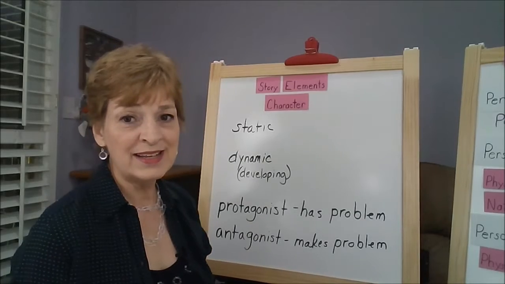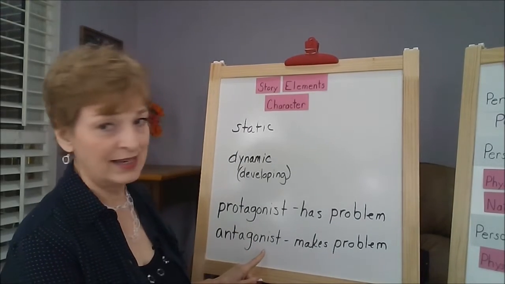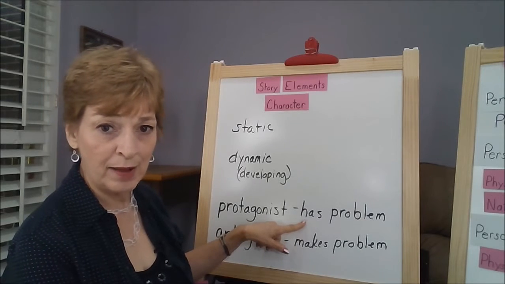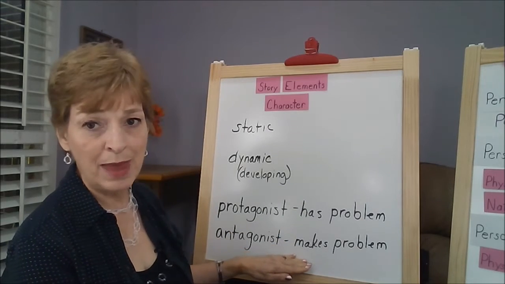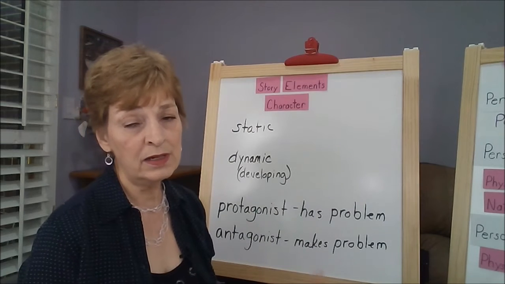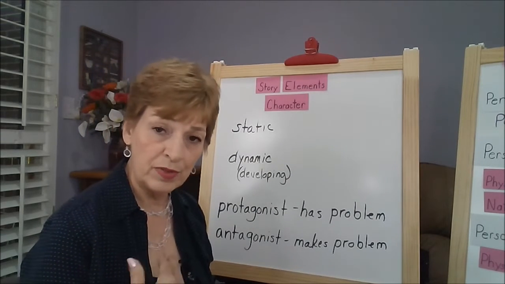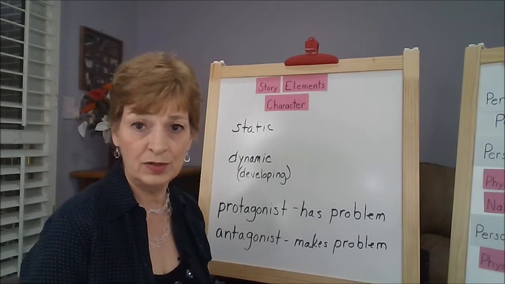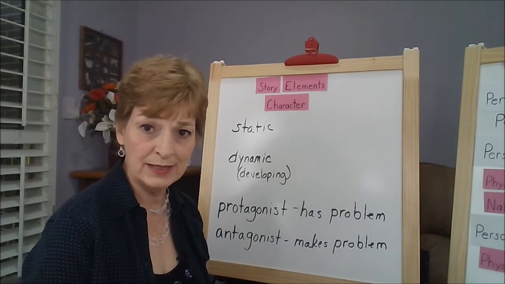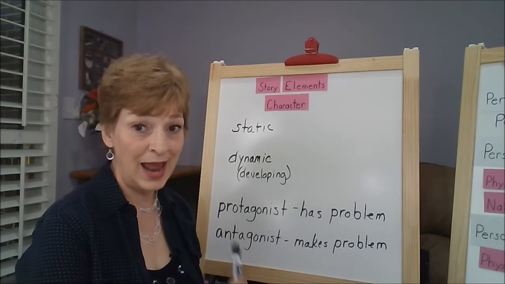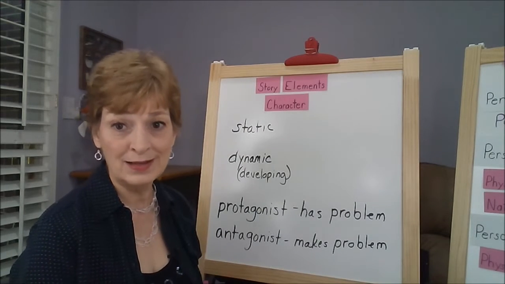Now we've already discussed protagonist and antagonist. Reviewing quickly, protagonist has the problem, the antagonist makes the problem. Even children in preschool years, where they're just a listener, they do not have any reading abilities at this point, can understand the person that has the problem and the person that makes the problem.